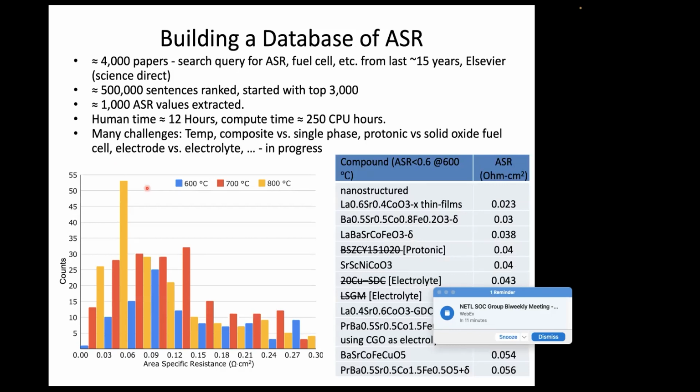Here's an example of us doing this for area-specific resistance. Remember, that's one of the quantities we'd like to be able to fit to machine learning models. It took us about 12 hours to extract about 1,000 values, trivial amount of computing time, out of about 4,000 papers. Now, you always have to ask, is this data any good? So I took the lowest 10 materials I could find at 600 degrees Celsius, we extracted it by temperature, and I just list them here. 3 of them turned out to be electrolytes or materials for protonic fuel cells, so I wasn't actually interested in those.